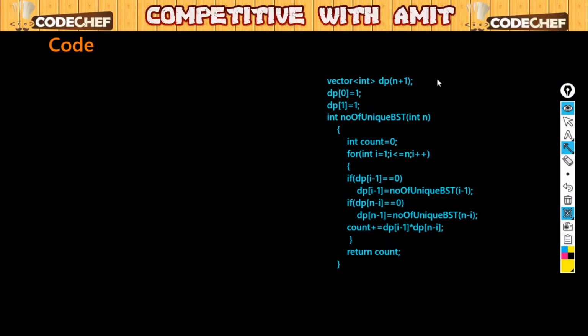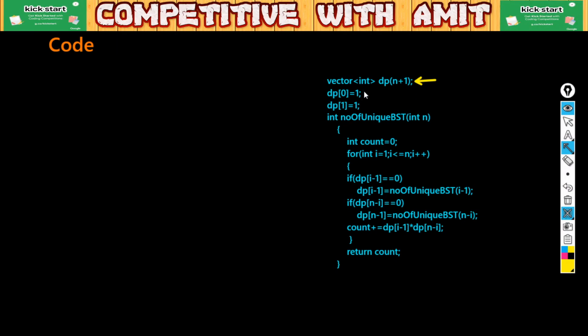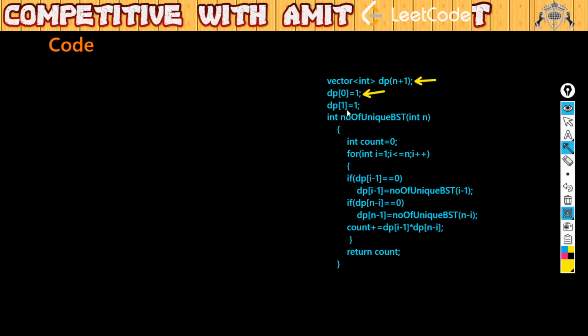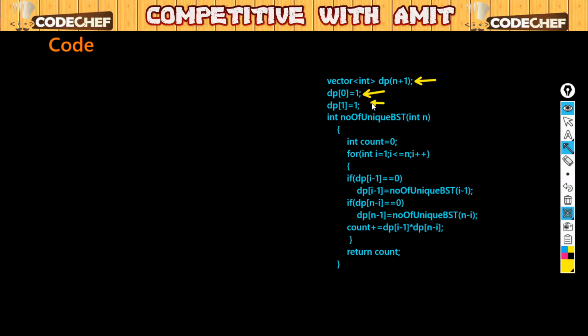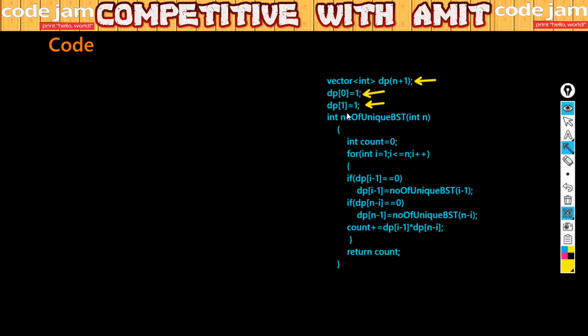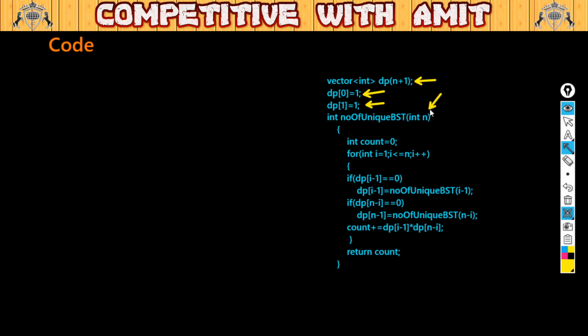Now first of all, I have initialized this dp with all its values as 0. Then after that I have initialized its 0th index by 1. I have initialized the first value beforehand, because we all know that for n equals 1 we have only one combination. Now after that I have written numTrees, the unique BST function, with int n, in which n is the number we will get.